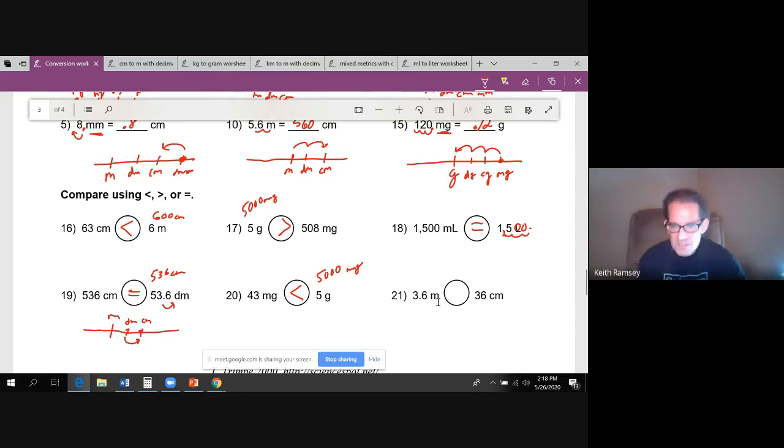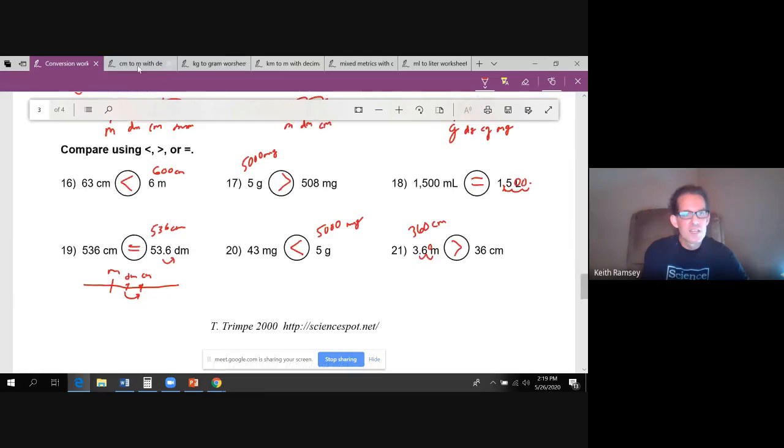Okay, 3.6 meters to 36 centimeters. So I know there's 100 centimeters to a meter. So I'm going to move this decimal 2 spaces. Here's once, twice to put it in centimeters. So this would be the same as 360 centimeters to 36 centimeters. So 3.6 meters is an awful lot more. It's greater than.